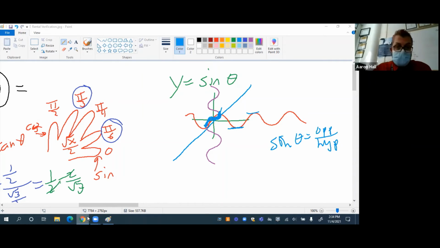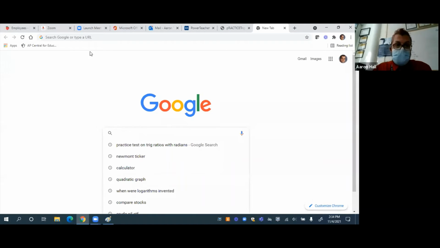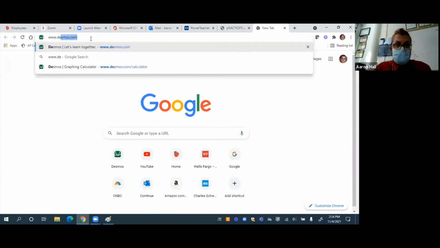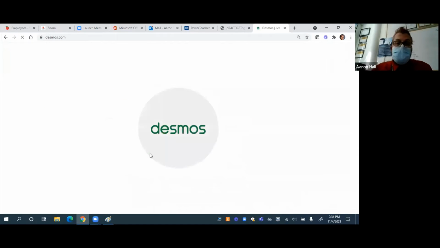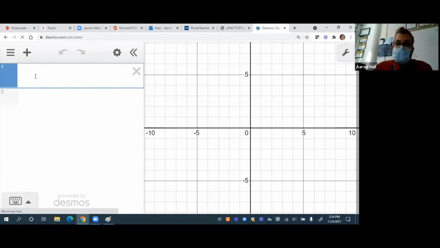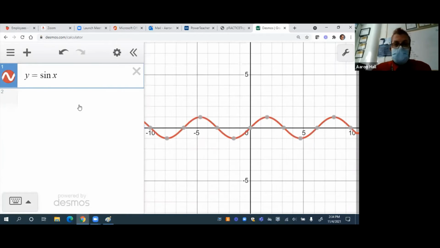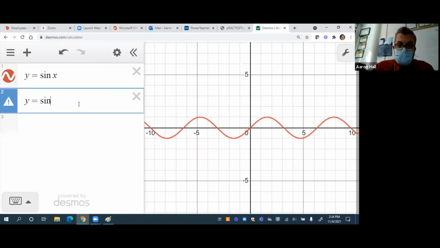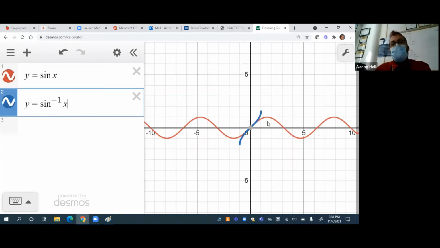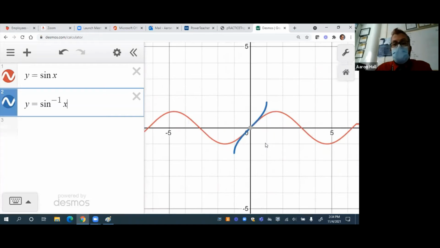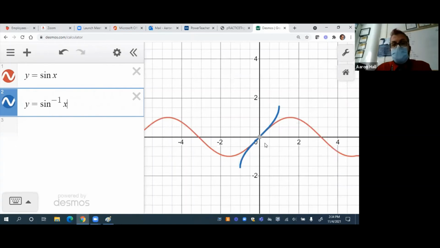So let's just graph this really quick. On Desmos, I have y equals sine of x, which looks like this. And the inverse of that, y equals inverse sine of x, looks like that. It's just a little piece. Why is it only a little piece? Yeah, otherwise if it just kept on oscillating, it wouldn't be a function.